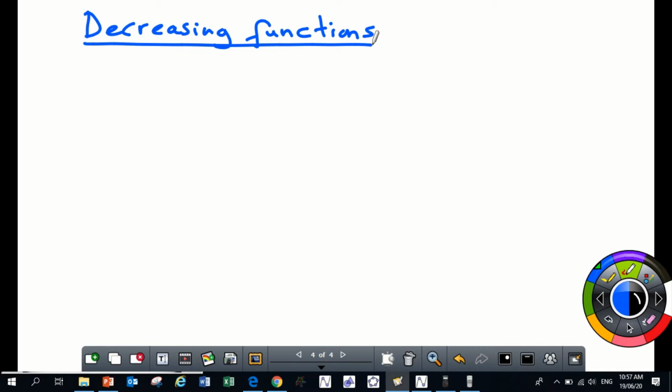And then the next point, you must write this down. All decreasing functions have a negative gradient. Full stop.